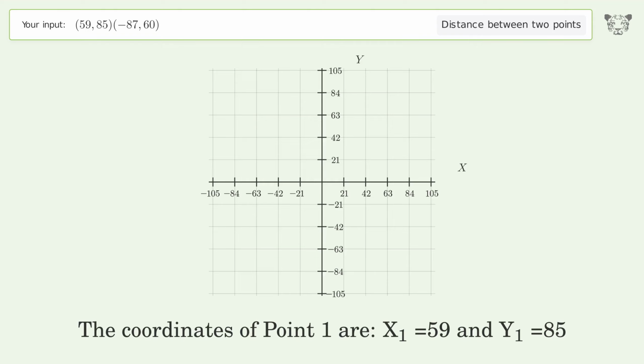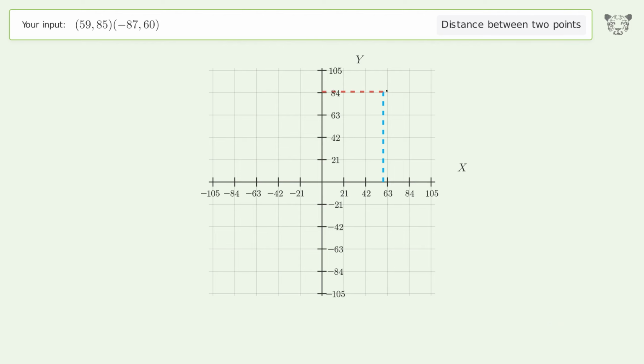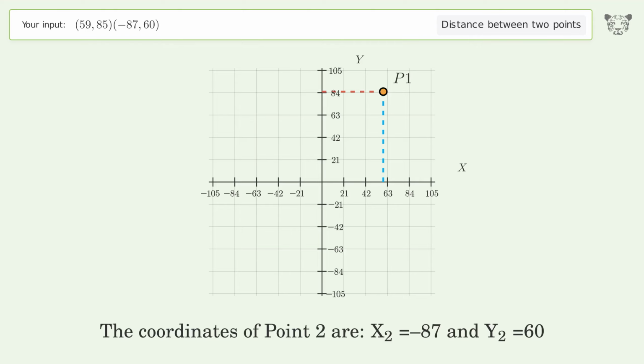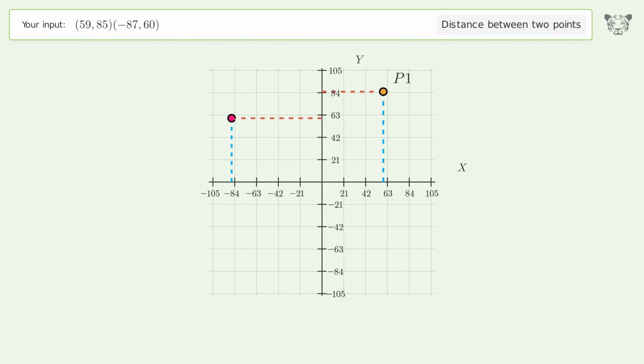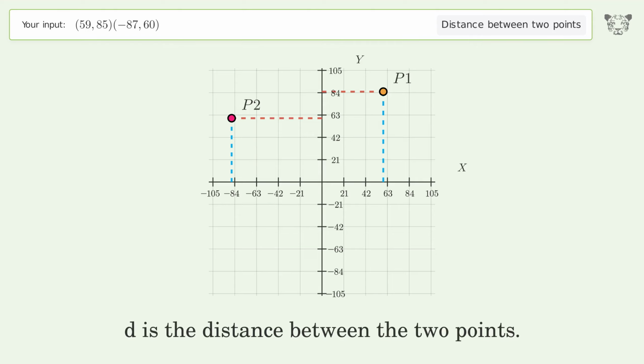The coordinates of point 1 are x1 equals 59 and y1 equals 85. The coordinates of point 2 are x2 equals negative 87 and y2 equals 60. D is the distance between the 2 points.